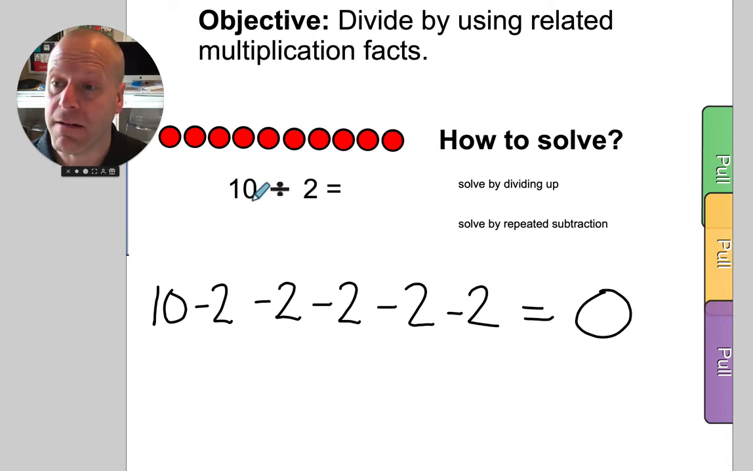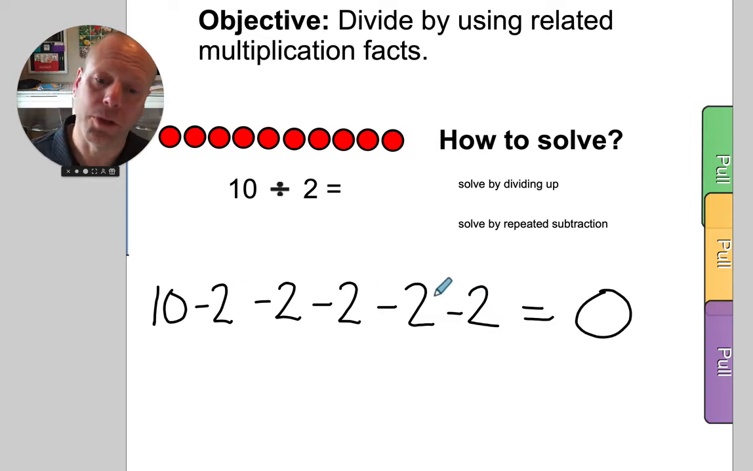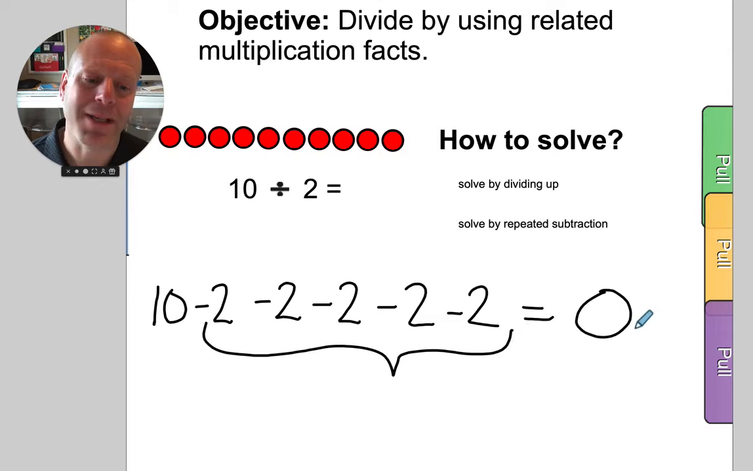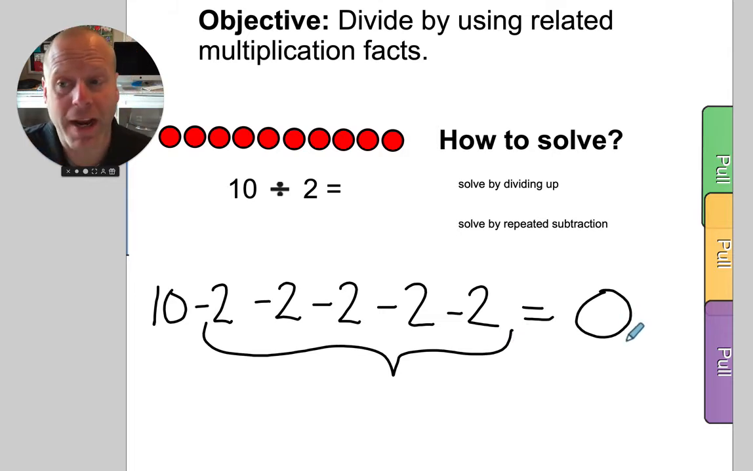So I have 10, and I've divided it up into groups of 2. 2, 2, 2, 2, and 2. The answer to this problem is not the 0, because I know that I've given them all away. I gave 2 to Pete, and I gave 2 to Billy, and I gave 2 to Susan, and I gave 2 to, right? I know I have 0 left.